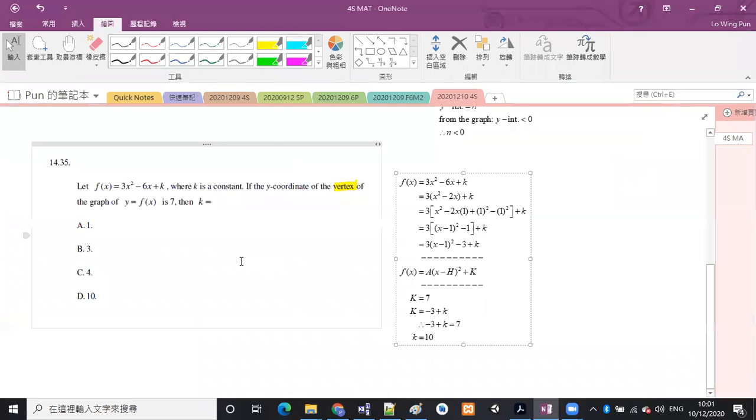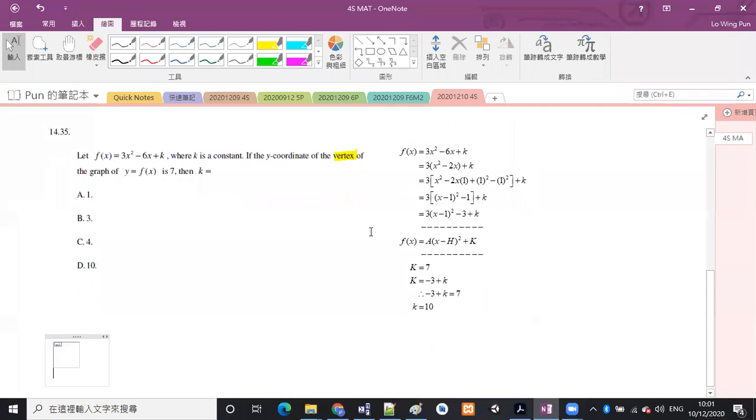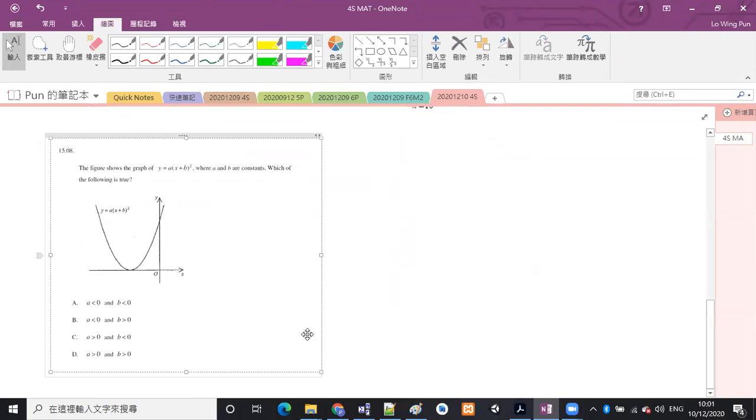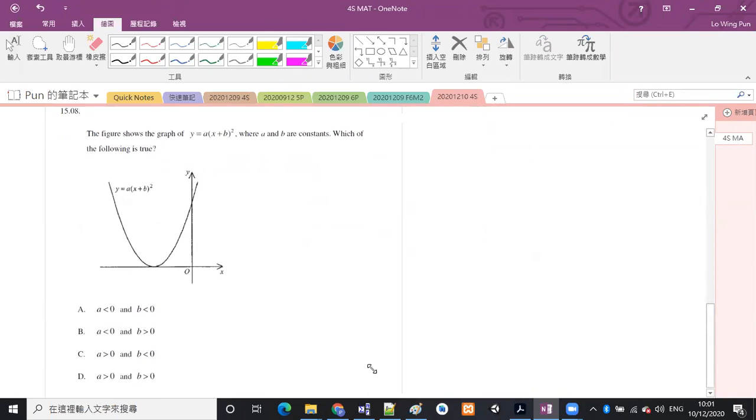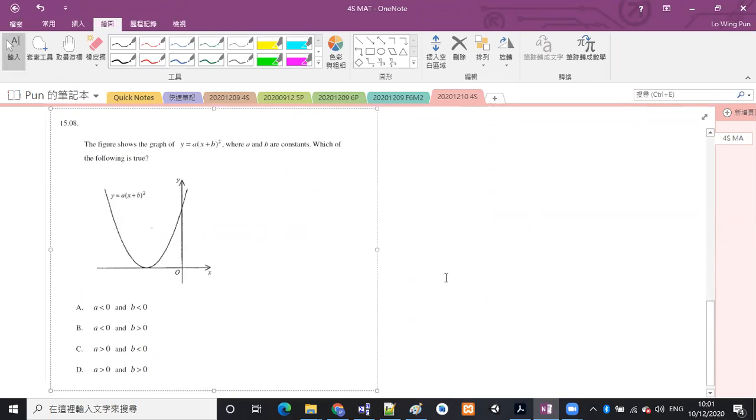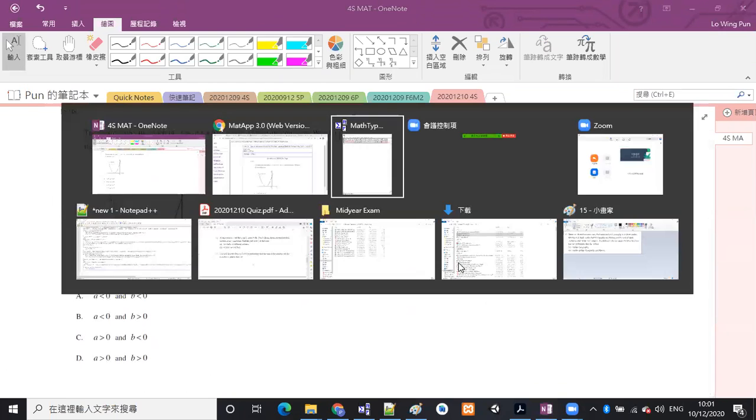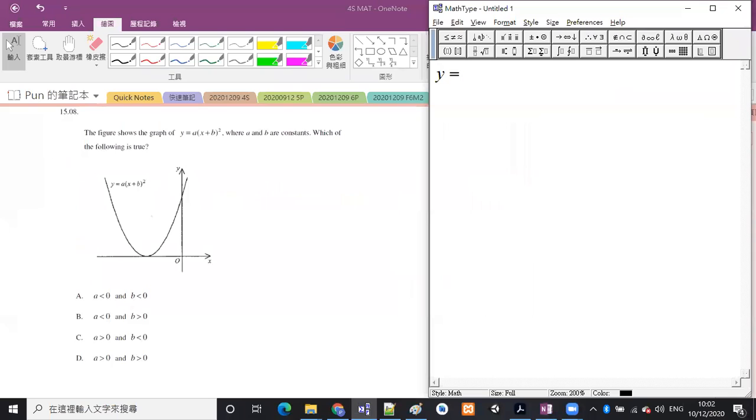15.08. Okay, again it is the one with a larger than 0 and b larger than 0. Let's see if there is anything special this time. So this time y is equal to a times x plus b square. Okay, I write the formula out again first. y is equal to a times x minus h square plus k is the formula AHK form. Okay, and now it is like this.